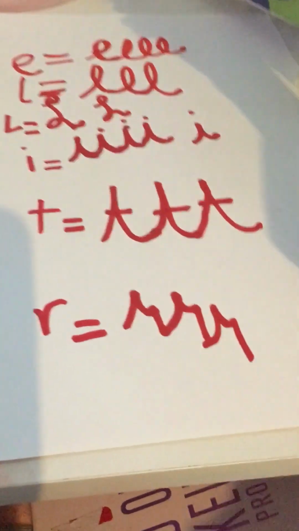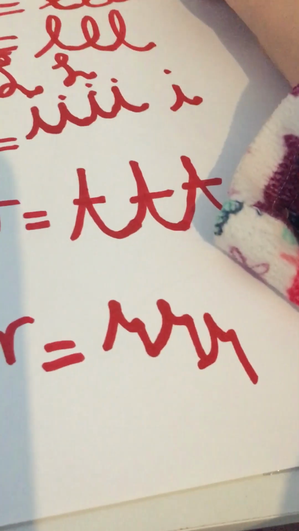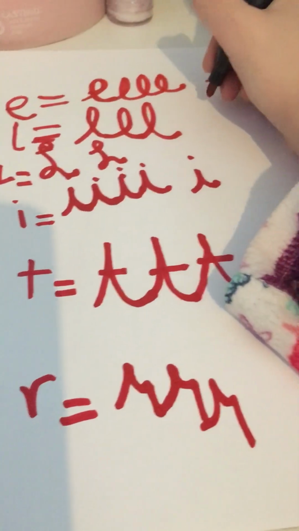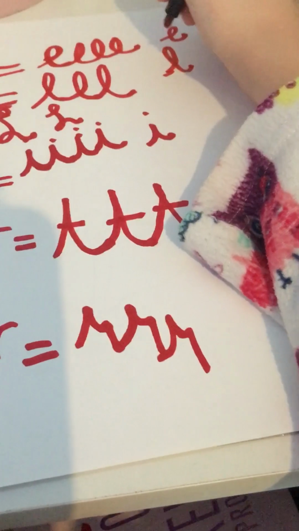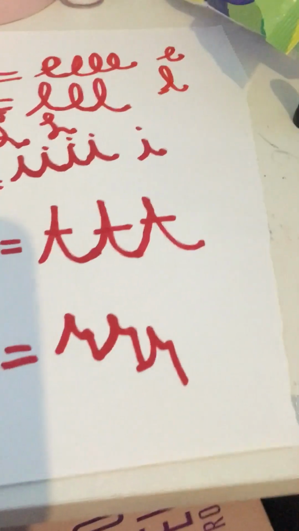Now let's see these individually. Letter E individually is just going up and down. And the L individually is going up and down, like the T. We already did the I individually. Now let's do the T individually.